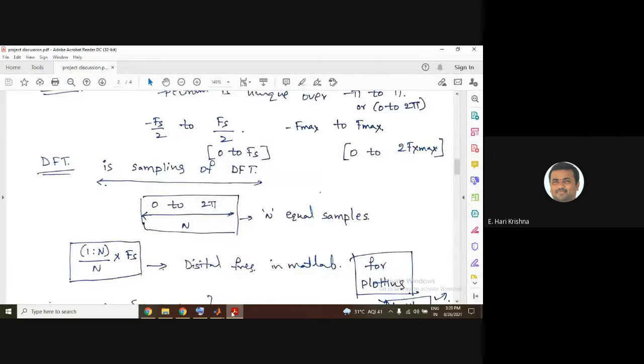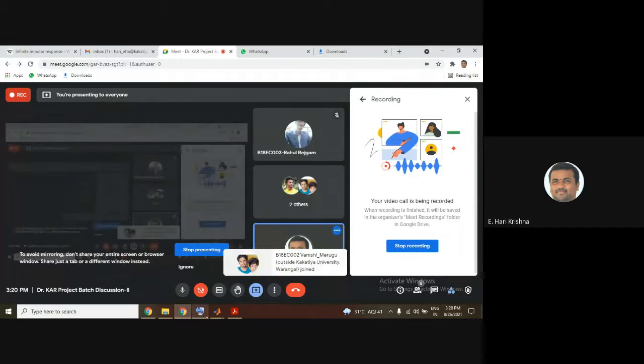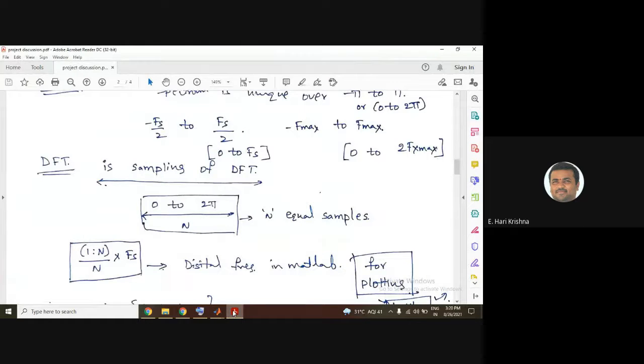So the spectrum from 0 to 2 pi, I'm dividing into capital N equal samples. So when you apply it in MATLAB, you will get N samples. That is a discrete digital signal. So you have to do this work in MATLAB.